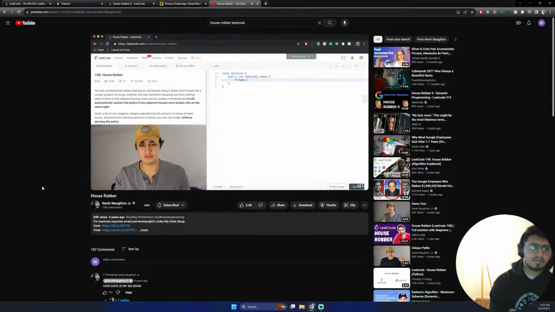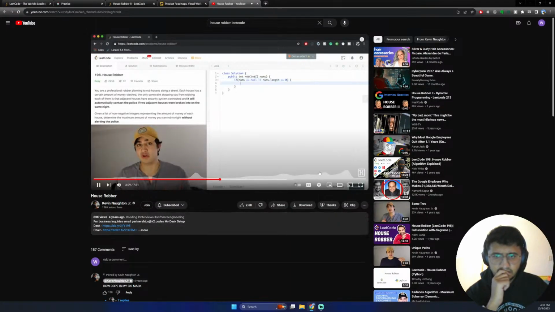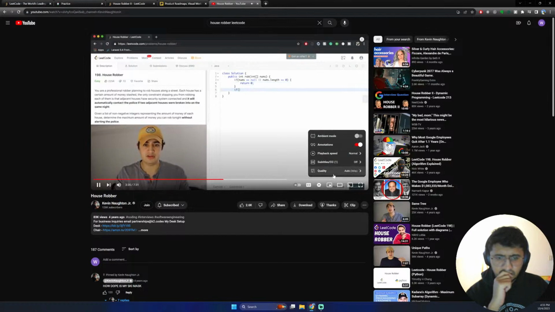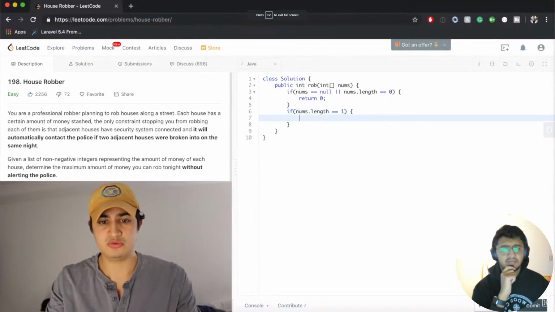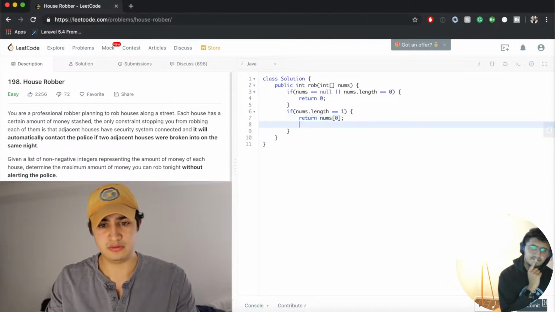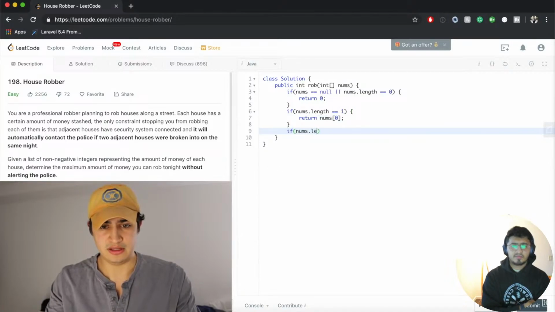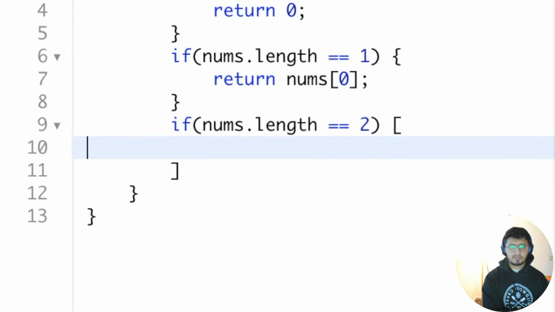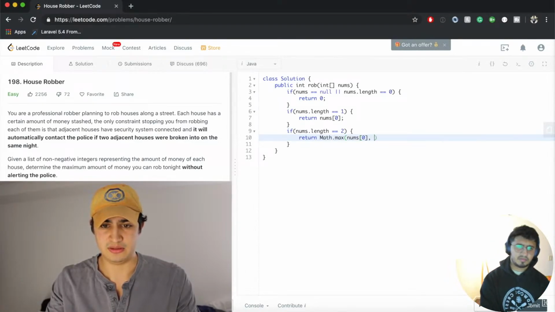So we said if nums is null or nums.length is 0. This is the case where we have no houses. We can't make any money, so we would return 0. And now if we have 1 house, so if nums.length equals 1, we would just rob that 1 house, so return nums[0]. Now if we have 2 houses, so if nums.length equals 2, then we would return the max of the 2, so return Math.max of nums[0] and nums[1].